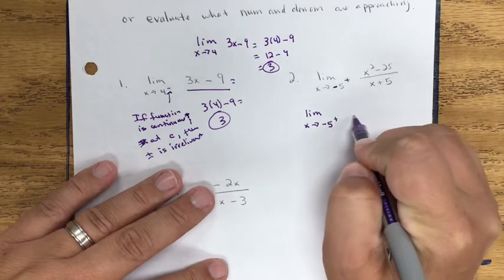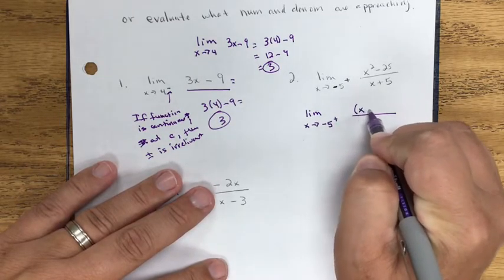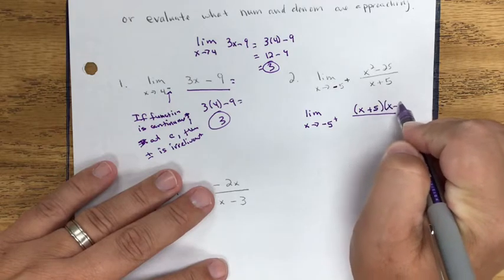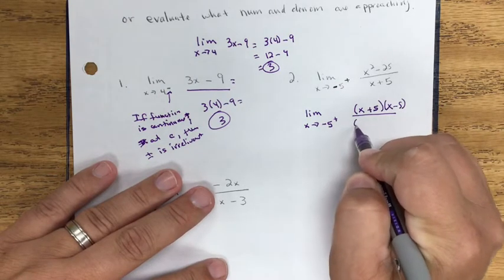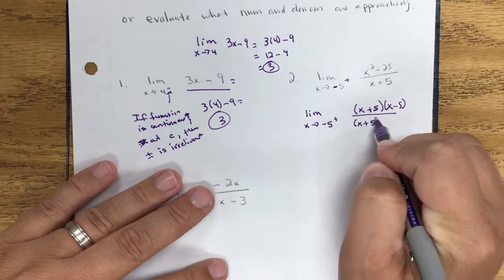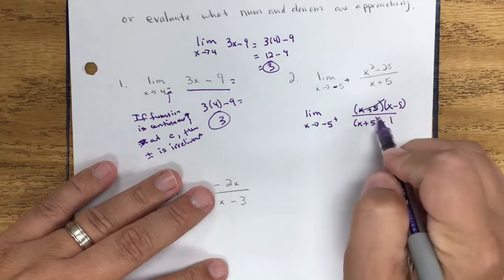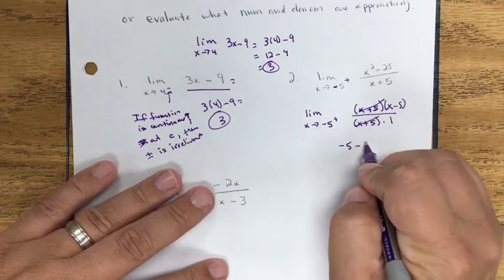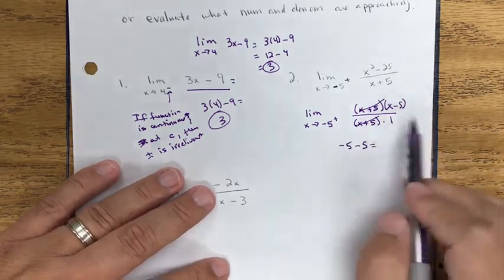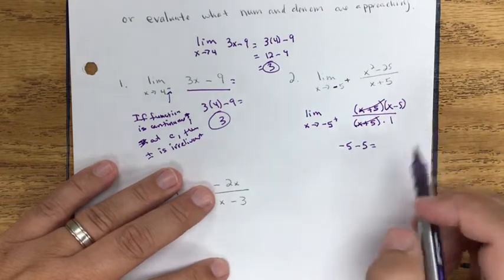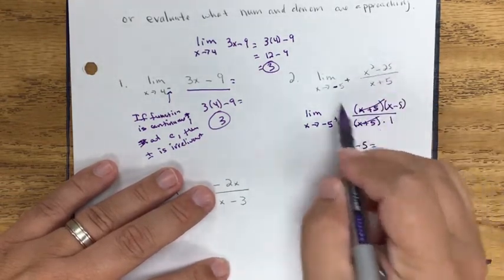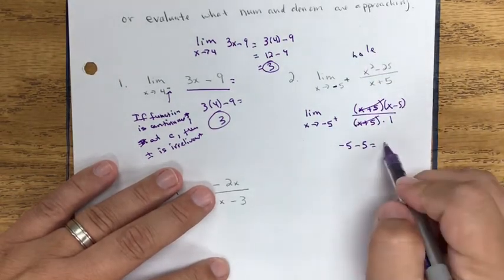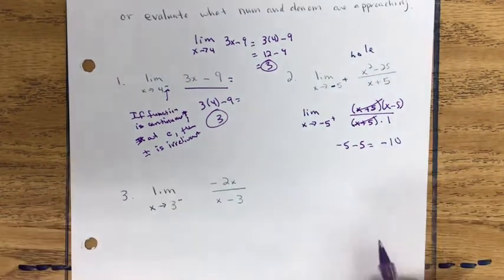Now I'll keep from the right, but I know that negative 5 made the top 0, so I'm going to factor out an x plus 5. And I know that negative 5 made the bottom 0, so I'm going to factor out an x plus 5. These will cancel, and then I'll put the negative 5 in. Doesn't matter if we're going from the right or the left, because now this is continuous at negative 5. Now, I know this wasn't, but this was. We knew there was a hole, so there was a good chance that the limit existed. So that's going to be negative 10.